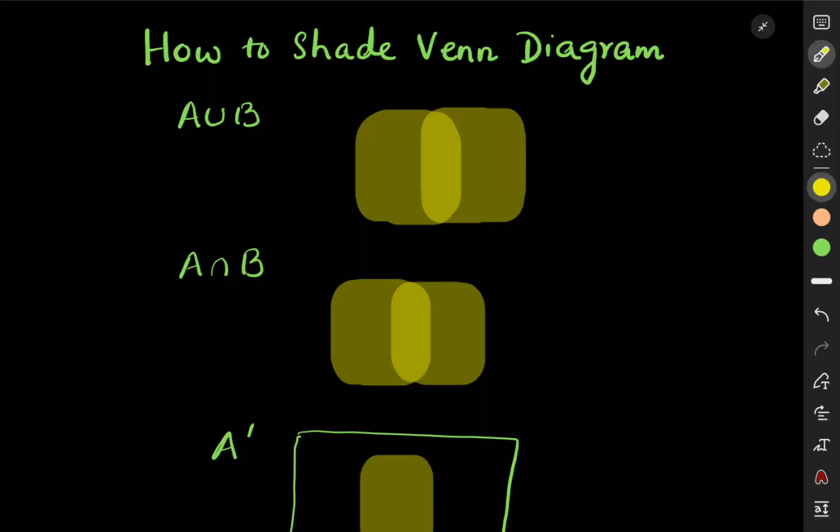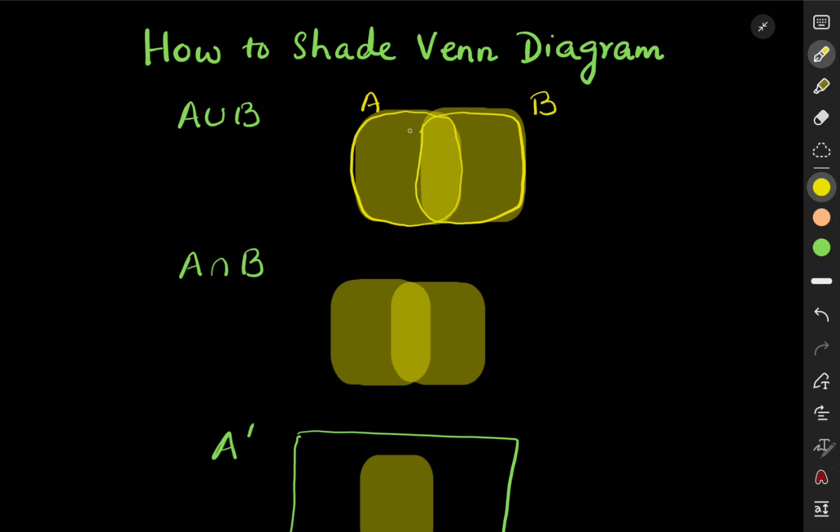How to shade Venn diagram. We have A union B. Here we have two sets A and B. So A union B: we shade all the members of A and B here. So set A is this one and the set B is this.